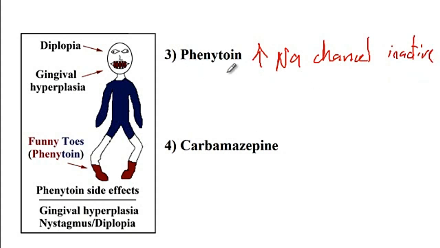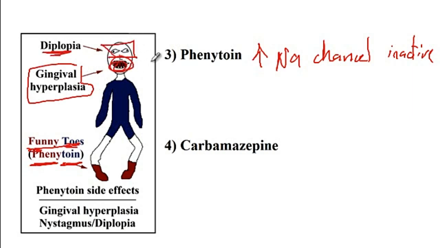Now for the side effects of phenytoin, here I have provided you another memory aid. So you can see that this figure here has funny toes. The toes are inwardly turned, so it has funny toes. So phenytoin goes for funny toes, and then the side effect is gingival hyperplasia. So you can see the gums are having hyperplasia, and then diplopia is another side effect of phenytoin. And so anytime you want to remember the side effects of phenytoin, just remember this image that the funny toes are presenting with gum hyperplasia as well as diplopia.